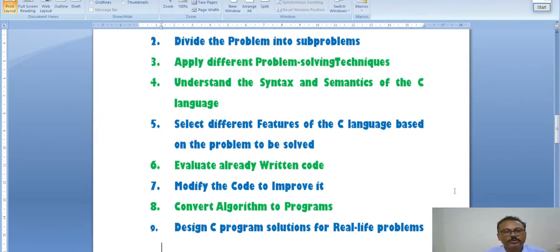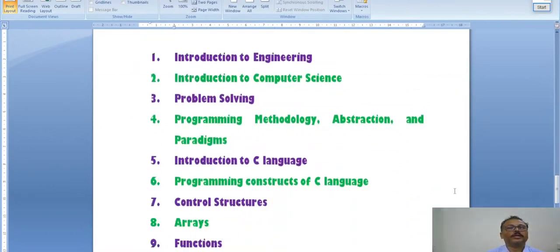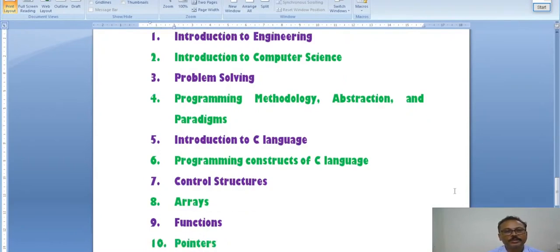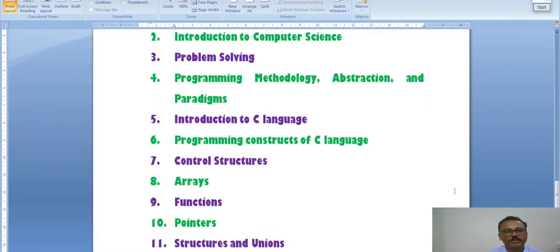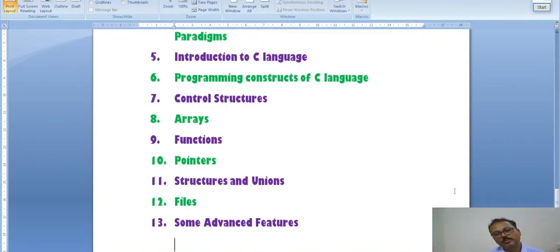Modify the code to improve it, convert algorithms to programs, design C programming solutions for real-life problems. So they are the outcomes. And in an abstract sense, these are the modules. We start with introduction to engineering, introduction to computer science, problem solving, programming methodology, abstraction and paradigms, introduction to C language, programming constructs of C language, control structures, arrays, functions, pointers, structures, some unions, files, and some advanced features.